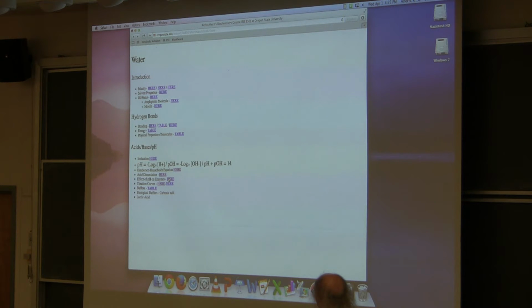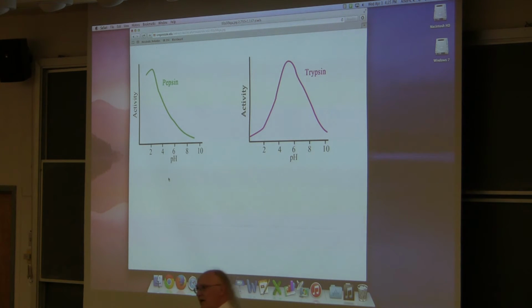Okay. Now, pH is important. It's very important, because I've already told you, I gave you an example on the first day. Imagine I have a protein that has a big hunk of positive charge over here and a big hunk of negative charge over here, and they're attracted to each other, and if they're attracted to each other, they're going to hang out closer together, right?